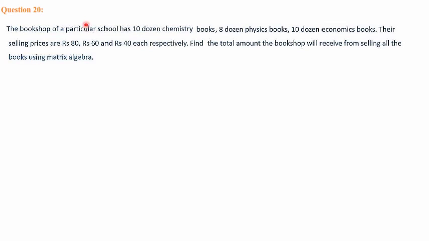So this is also another application level question of matrices. This is the way we are going to use matrices in daily life. Here some complex questions we will be able to calculate in an easy manner. That's the use of matrix algebra.